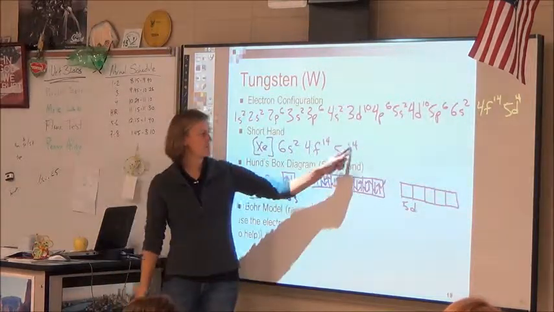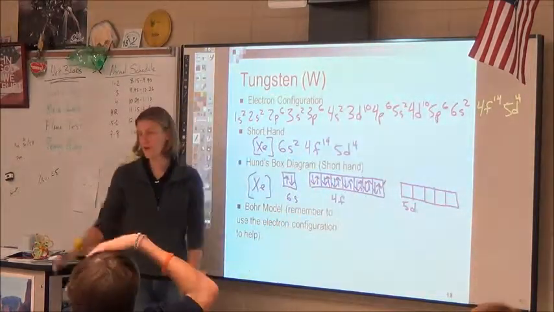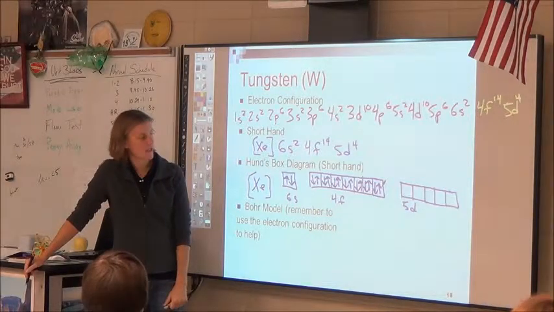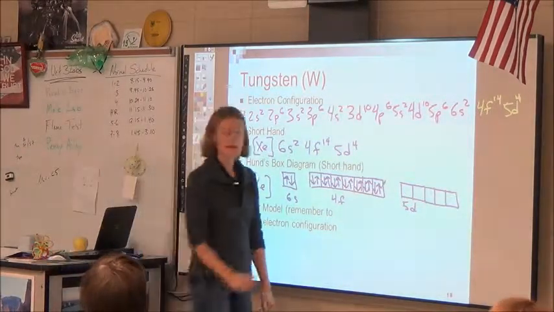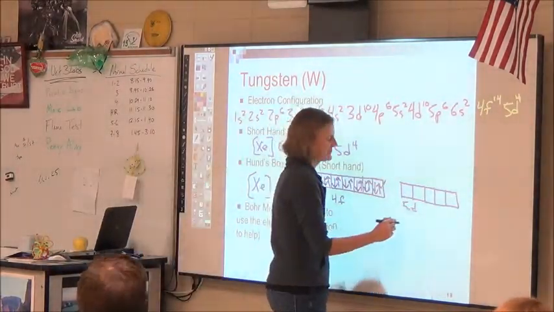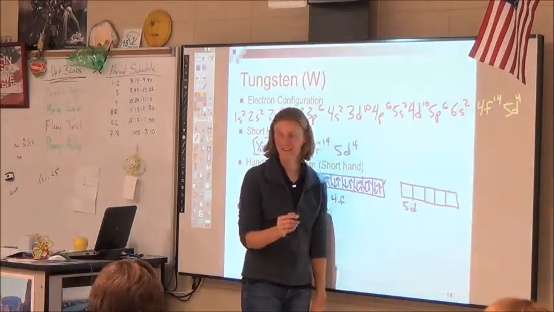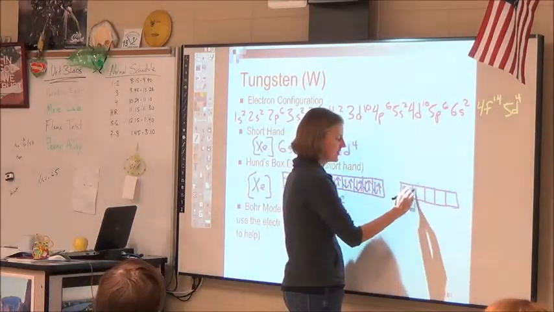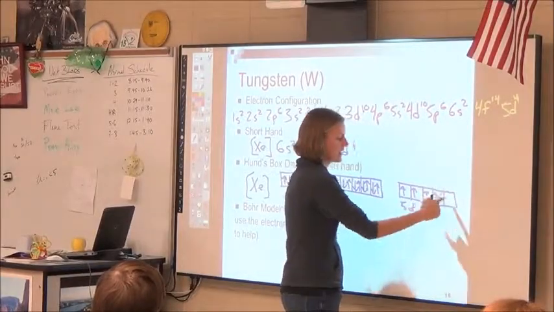But the 5d is a little different. I've only got four arrows to draw here, so how would you like to draw them, Ethan? Up or down? All up. One, two, three, four. And we have one empty box.